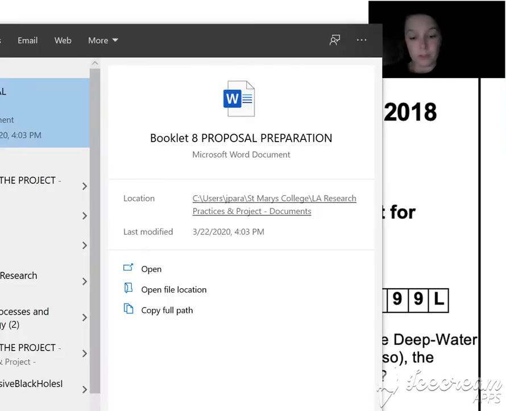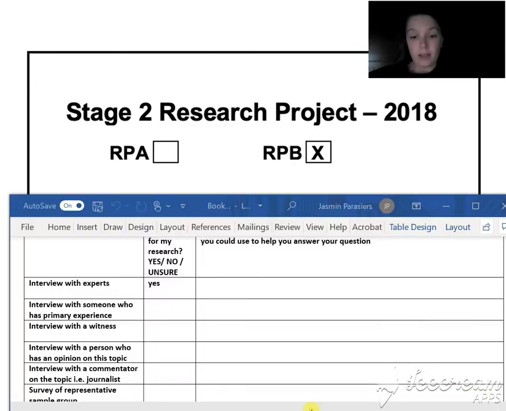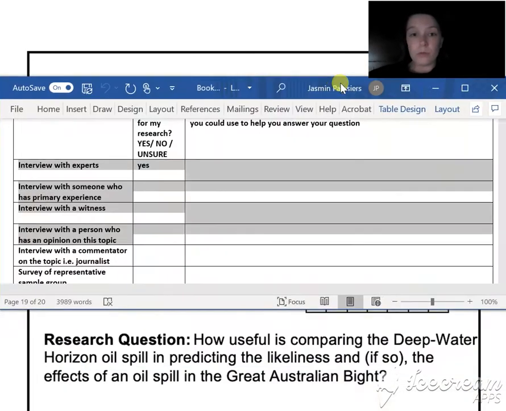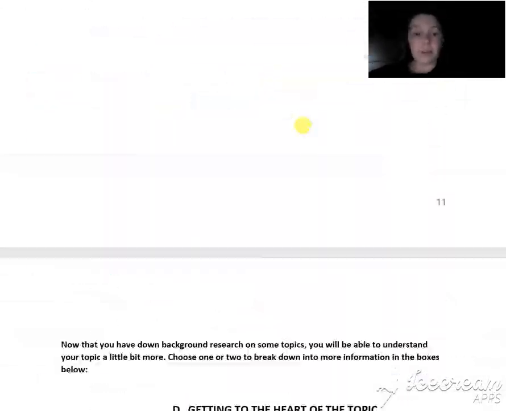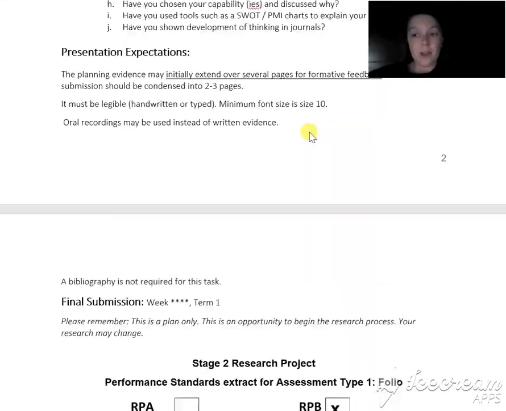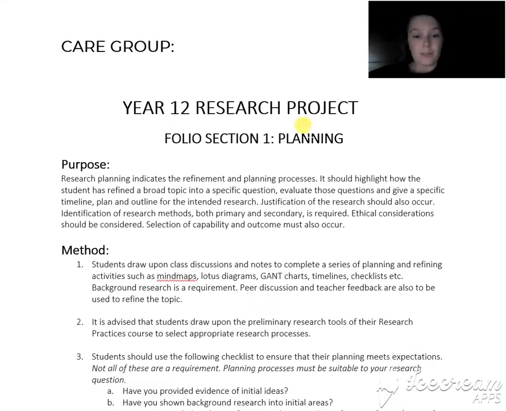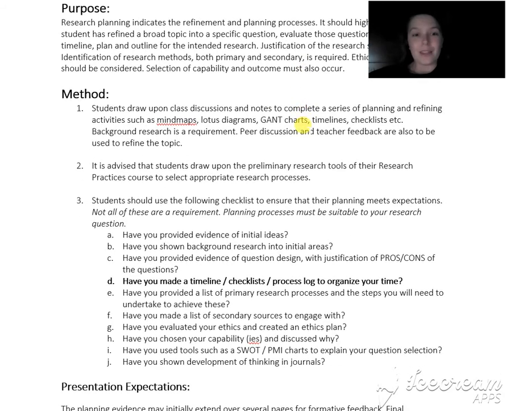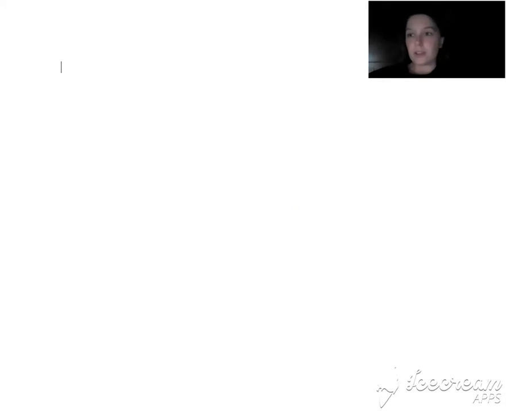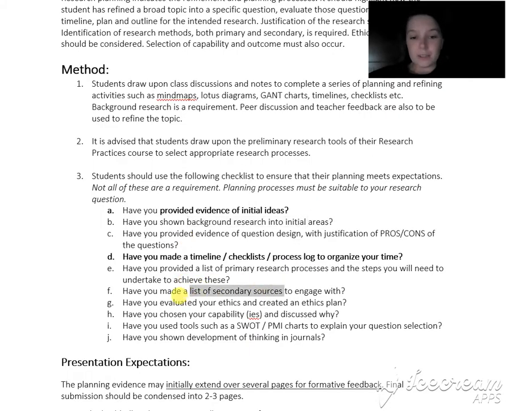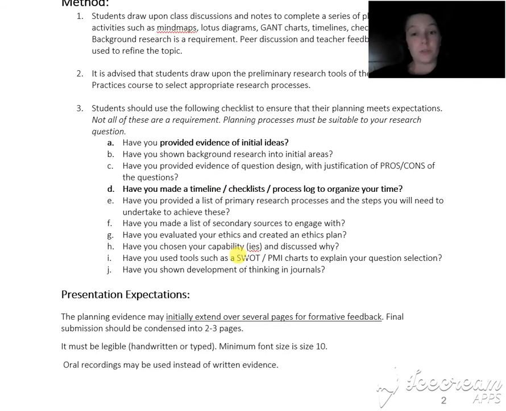So if we go back to Booklet 6, at the very beginning of Booklet 6, after my amazing memes, we have the checklist, task sheet of the things that we want. Evidence of initial ideas, background research, your question design, secondary sources, ethics, capability, all this stuff is what we want on your pages. If it doesn't match that, it's not useful.